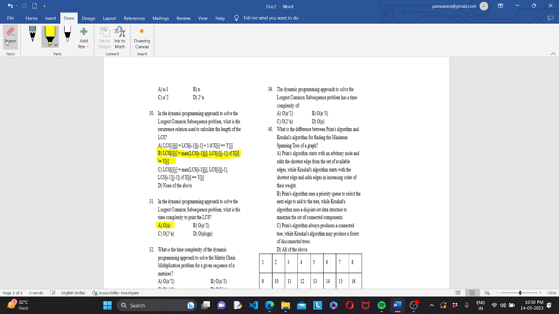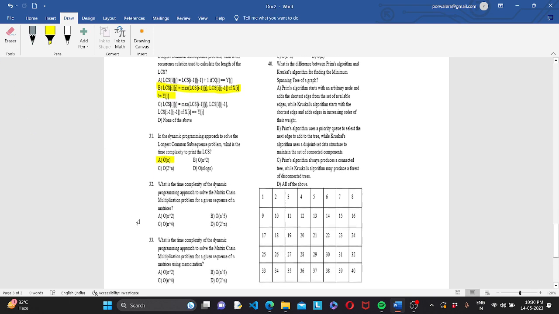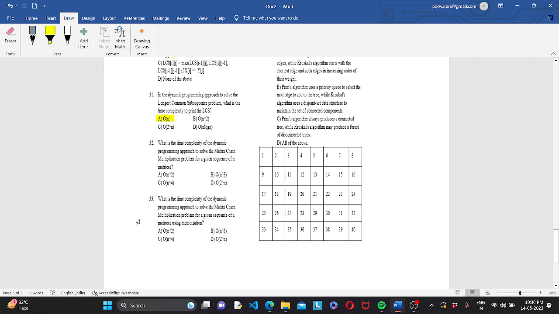Now question number 32, what is the time complexity of the dynamic programming approach to solve the matrix chain multiplication problem for a given sequence of n matrices? So the option would be O of n to the power 3, which is option number B.